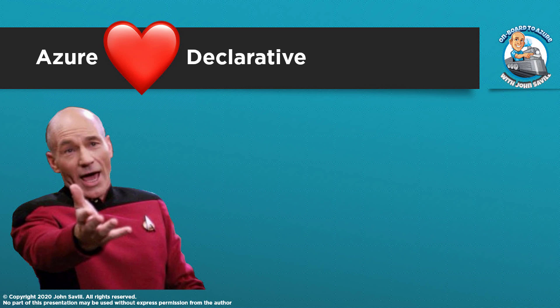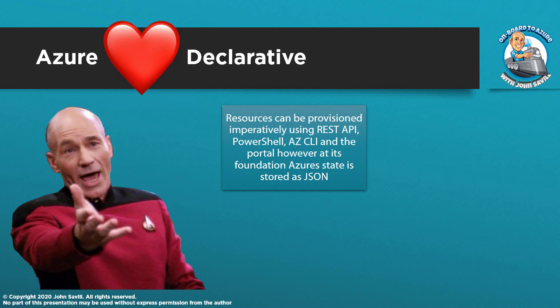And when we think about Azure, it loves declarative. Fundamentally, Azure has all of its resources provisioned on the back end using some kind of declarative JSON technology. So even if I imperatively use the REST API, PowerShell, the Azure CLI, the portal, underneath everything, Azure is storing it as JSON. It's storing it as a state. So yes, I can absolutely use PowerShell and CLI. I can create things imperatively, but that's really not the ideal.